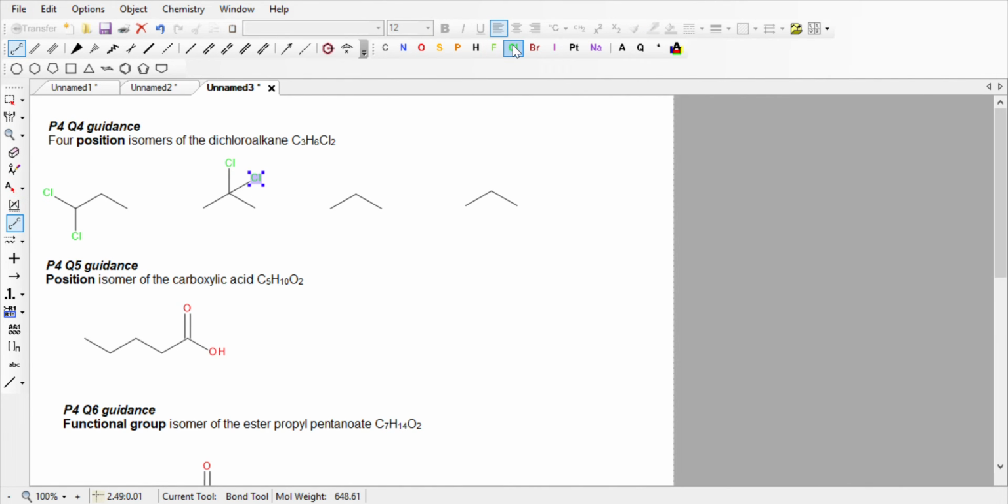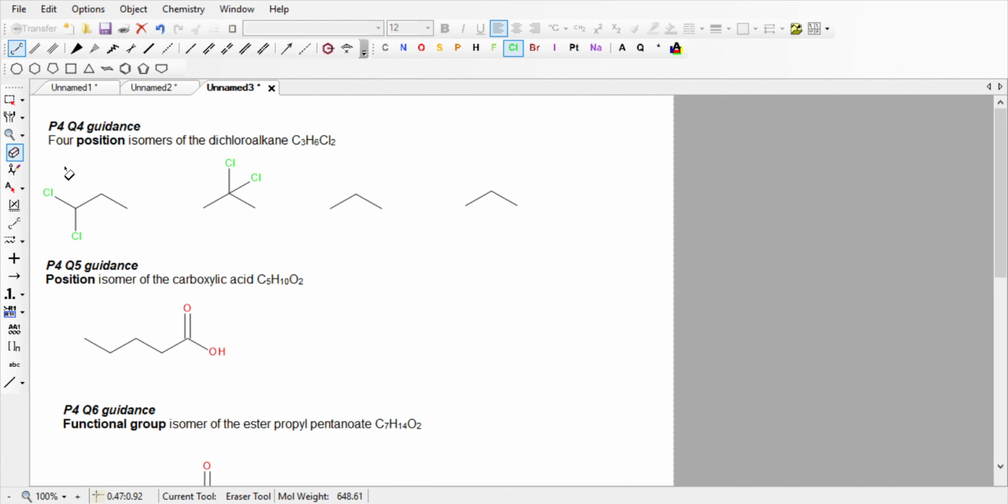The next one you might be tempted to do is to put both of your chlorines on this end one, which I'm going to do here, the bond tool, sorry. But if you do that, I just want to show you that this isn't a different molecule to this one. We could pick this one up and turn it over and superimpose it on this one. So these 2 are the same molecule.